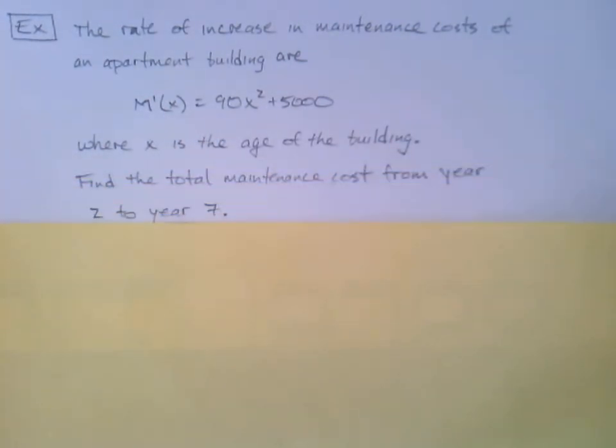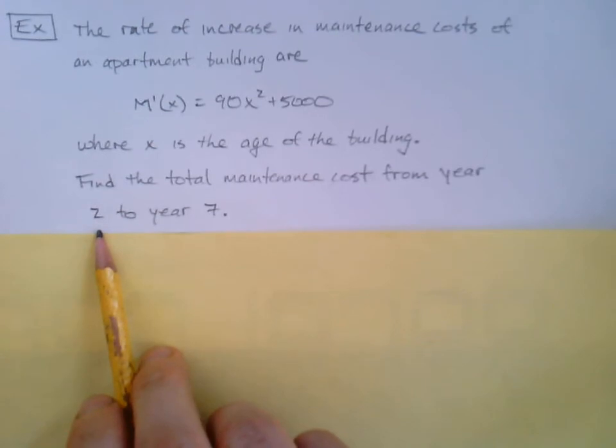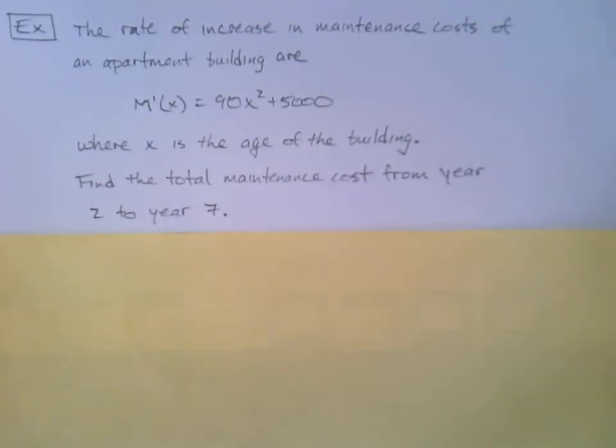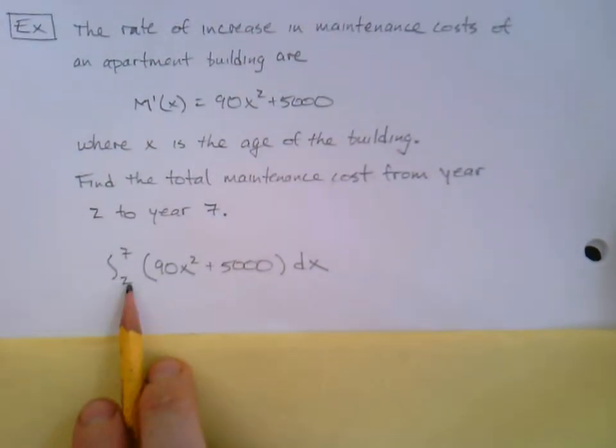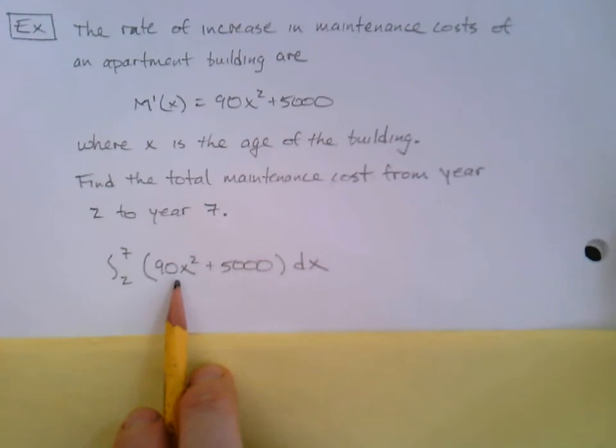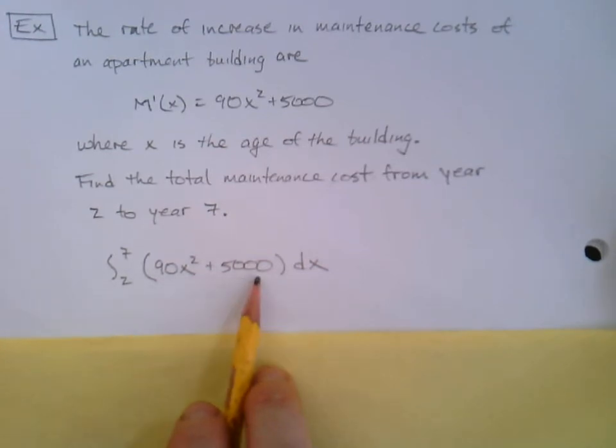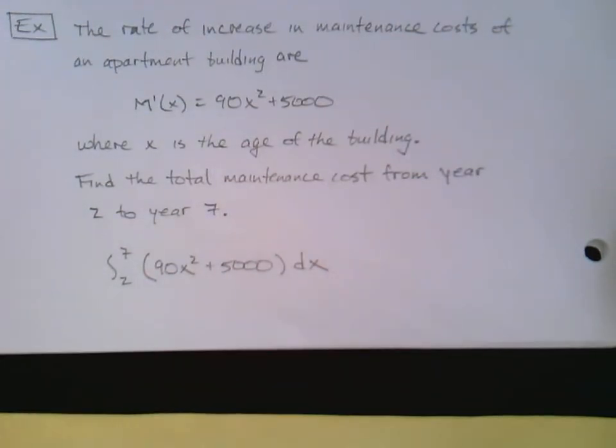Here's the question. Find the total maintenance cost from year 2 to year 7. How much total money are we going to spend, or can we anticipate spending, from this moment in time to this moment in time? Here's how we're going to do it. It's a definite integral from 2 to 7 of our rate of maintenance costs, 90x squared plus 5,000 dx.